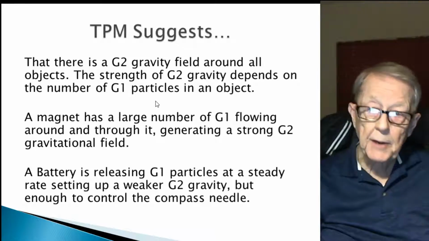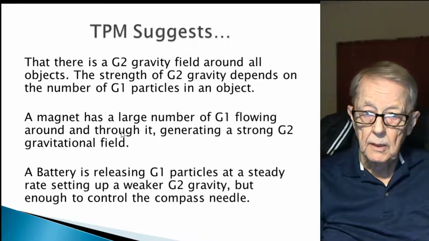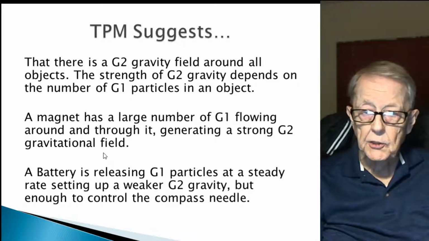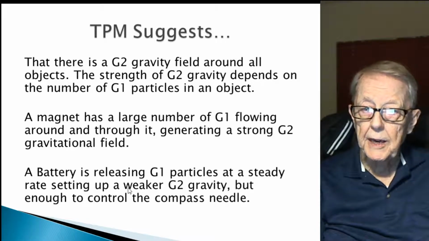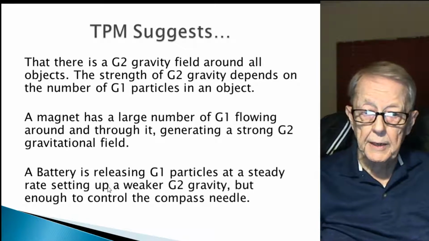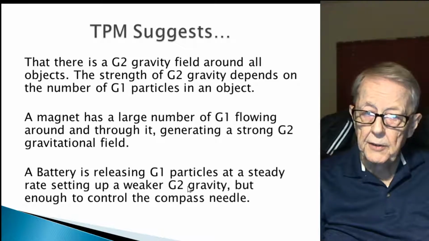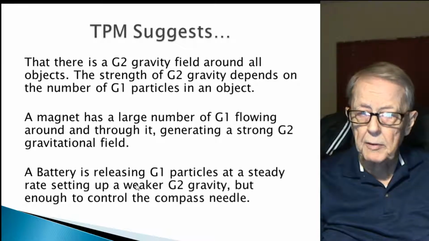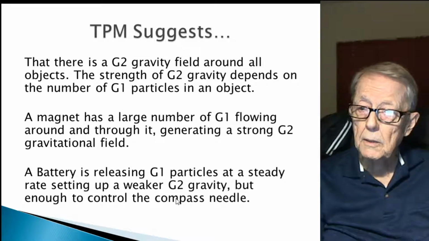A magnet has a lot of G1 particles flowing through and around it, generating a strong magnetic field. A battery is releasing G1 particles at a steady rate. It's a chemical action, normally we call that a chemical action. And based on that, it can set up a G2 gravity, but it's probably a lot weaker, but enough to control the compass needle.